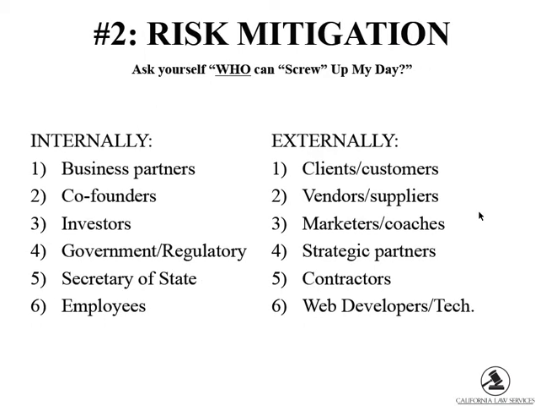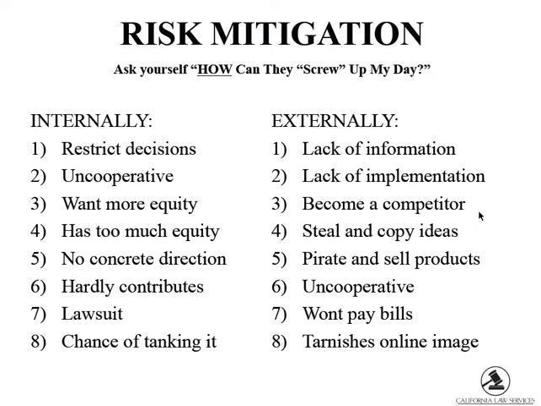Now, externally, let's look back. We have clients, vendors, suppliers, marketers, strategic partners, contractors, web developers, right? People outside your organization. How can they screw up your day? Now, it can be from a lack of information that they provide you on something you're working on that makes your job tougher. It can be a lack of implementation on strategies that you're providing them in whatever field it may be. And now they don't get results and they come back to you and blame you. Well, that can screw up your day, right? Because you just laid it out for them, but they're not implementing it, they're not executing it. What about if your client becomes a competitor? Would that screw up your day?